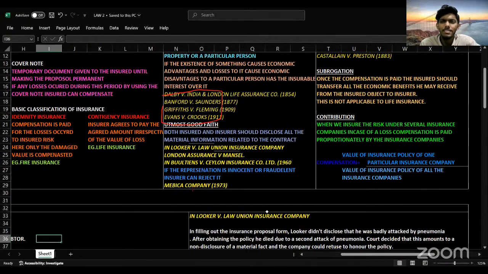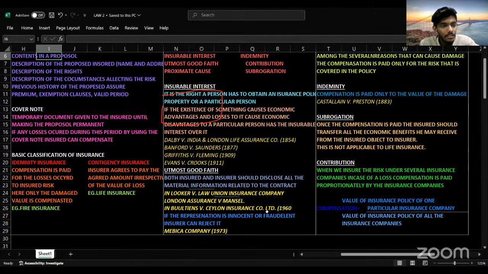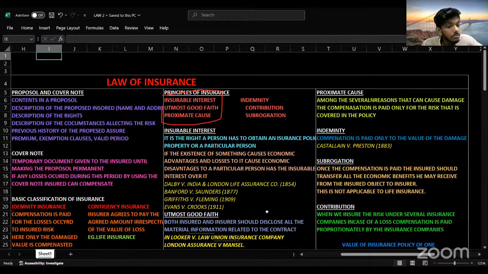I think these are common law cases. Common law, not Roman Dutch. And life insurance is mainly based on common law. That's what we learned. Interesting.